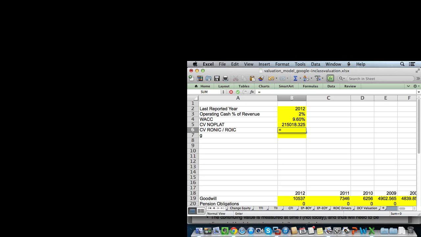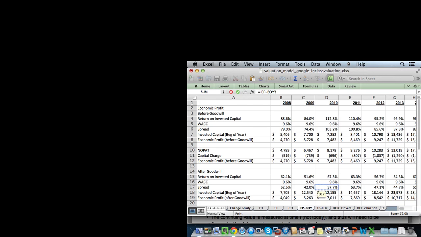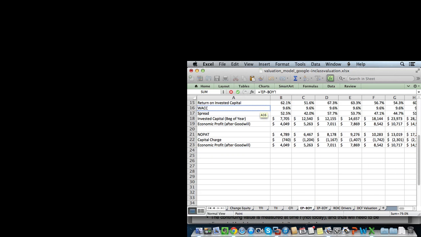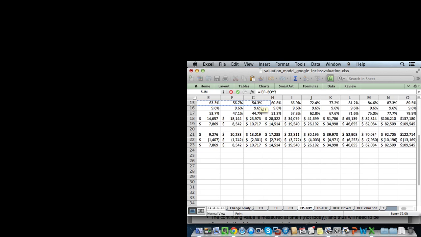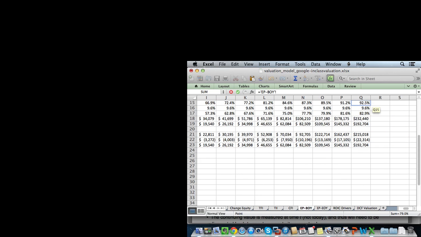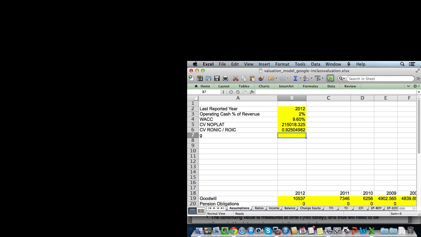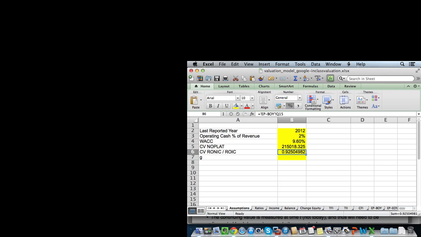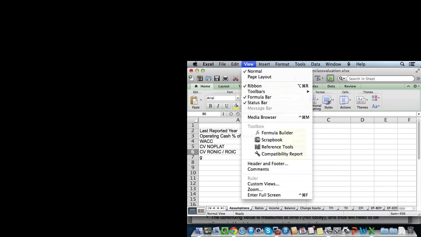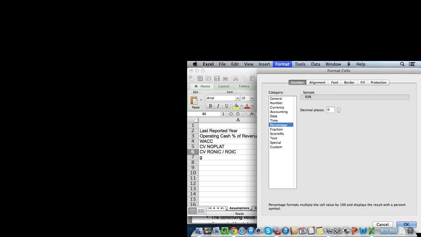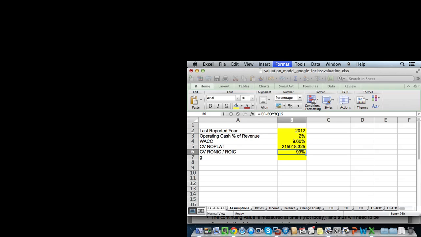So in this case, I'll go to my economic profit BOY tab. I will look at my economic profit after goodwill and that return on invested capital, which is row 15. It'll be Q as in Queen 15. That's their continuing value ROIC. Right? And that's a percentage, so I will format cells and make that one decimal place.